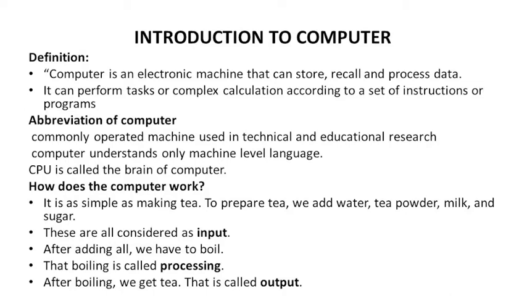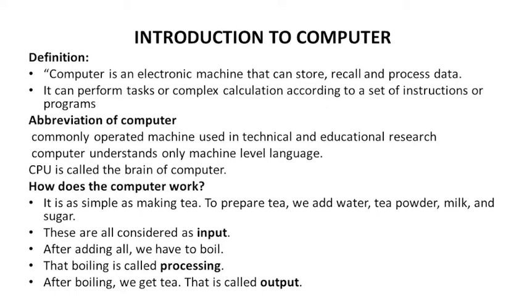It can perform tasks or complex calculations according to a set of instructions and programs. The abbreviation of computer is commonly operated machine used in technical and educational research. A computer understands only machine level language, and the CPU is also called the brain of the computer.